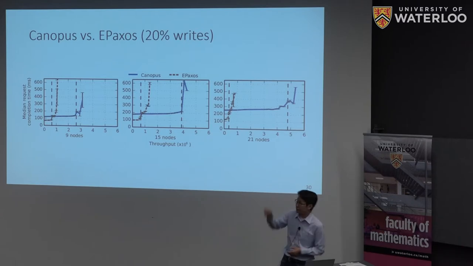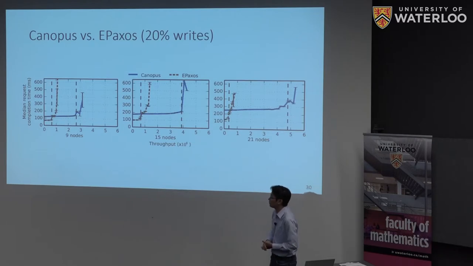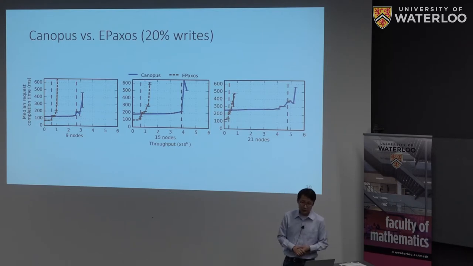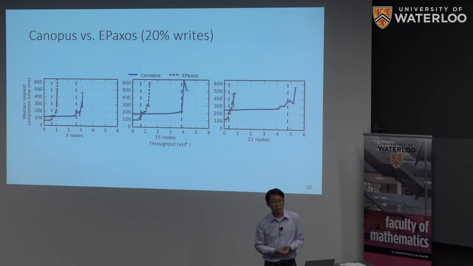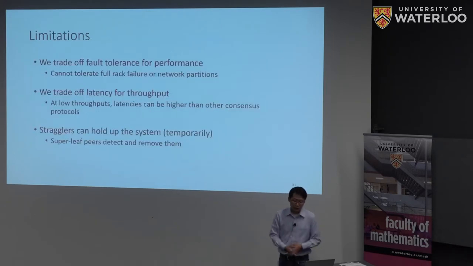Now, part of the reason for that is because this is a read-mostly workload. But for this same workload, ePaxos actually had a reduction in throughput, going from about 1 million operations per second to closer to maybe 500,000 operations per second. Now, one thing to also notice is that Canopus's latency is a bit higher than that of ePaxos. The reason is that ePaxos is able to complete a consensus cycle as soon as it hears back from the nearest majority of nodes, whereas in Canopus, we actually have to wait until we hear back from at least one node from every single superleaf.